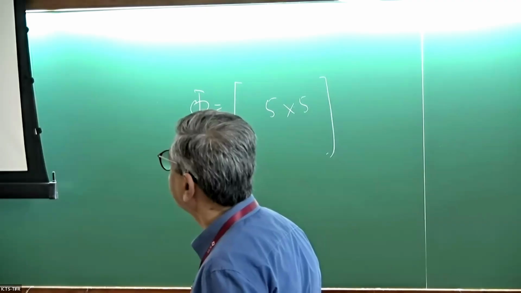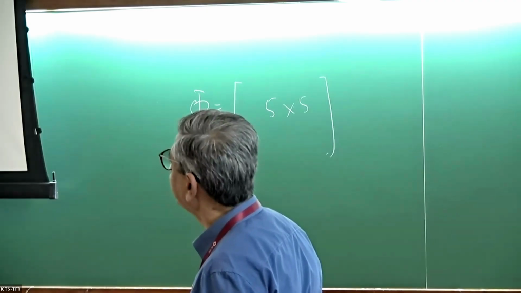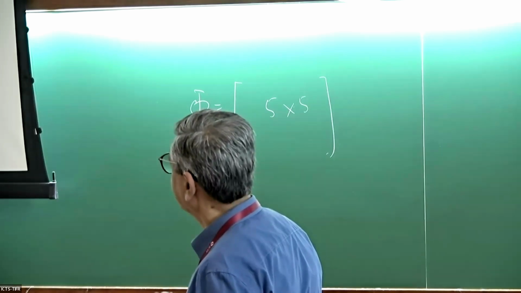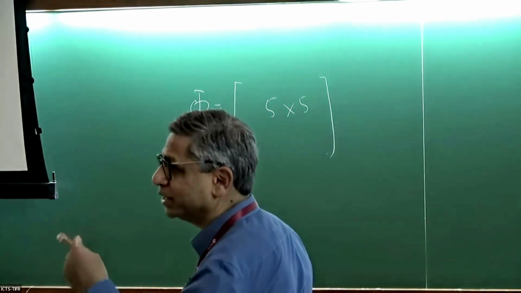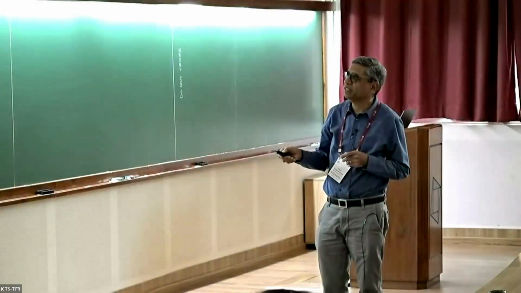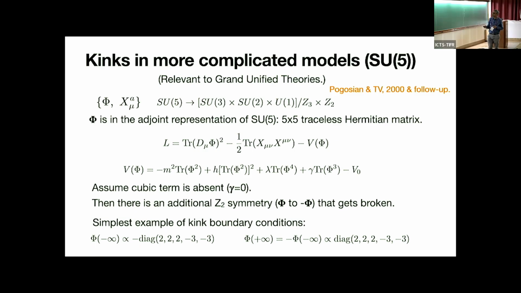And the Lagrangian is just, again, the gradient energies in phi, the F mu nu, which is the E squared minus B squared for the gauge fields, and then the potential. And the potential is the most general quartic potential. So it has trace phi squared whole squared, trace phi to the 4. You can have a trace phi cube, and then there can be a constant term. And so you can start by thinking, what happens if I put gamma equal to 0? So this term is absent.